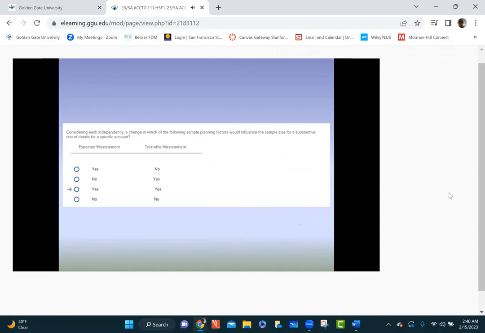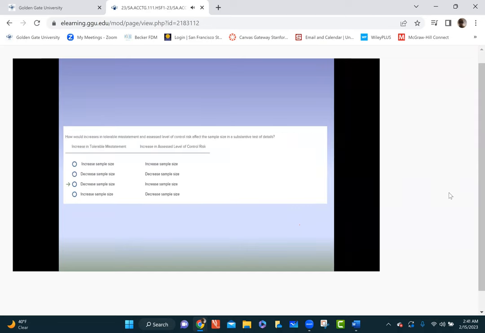Okay, good. Let's go ahead and take a look here, and they want to see for this one, consider each independently a change in which of the following sample planning factors would influence sample size for a substantive test of details for a specific account. Now here, they're not asking me up or down, they're just asking me, will these things affect sample size? And so if they appear on that slide that we had where I put the star, then the answer is yes. And we have both expected misstatement and tolerable misstatement. Expected misstatement was what? A direct relationship. Tolerable misstatement was an inverse relationship, but they both affect sample size, although they go in different directions, right?